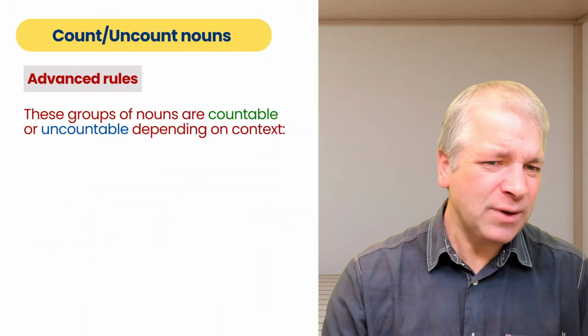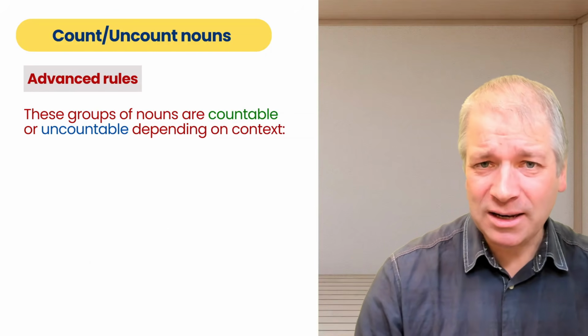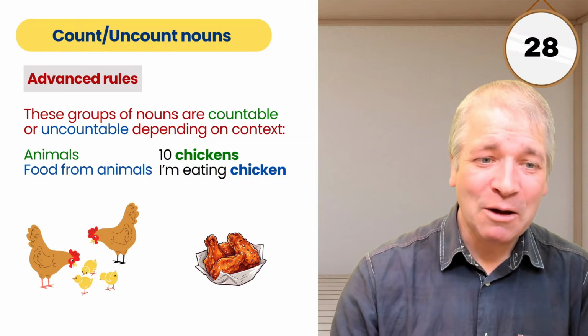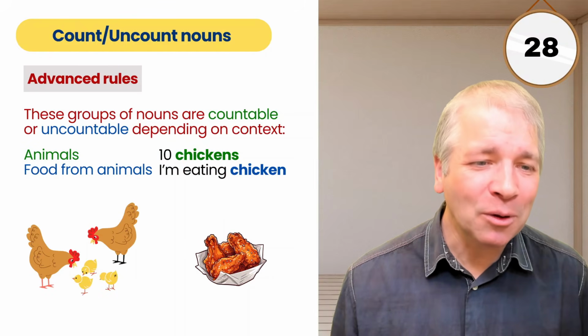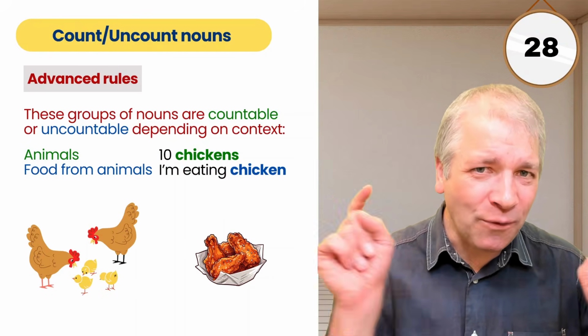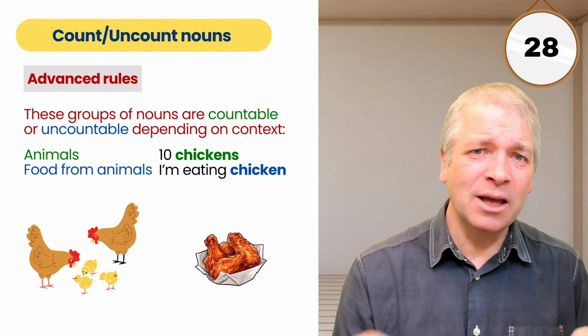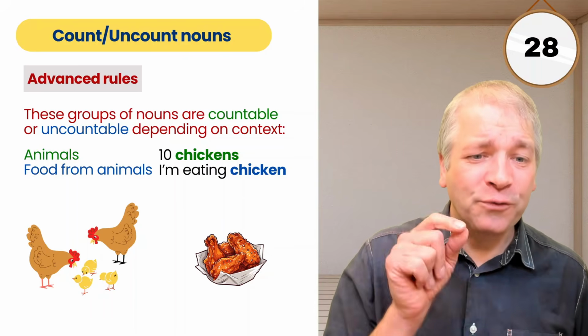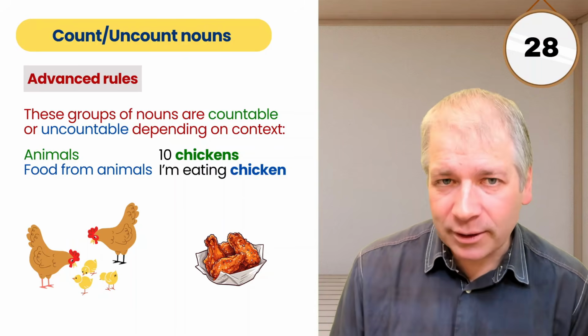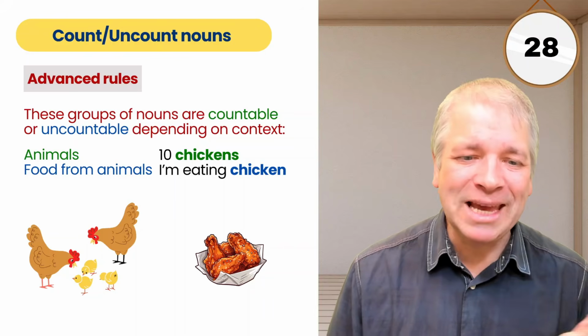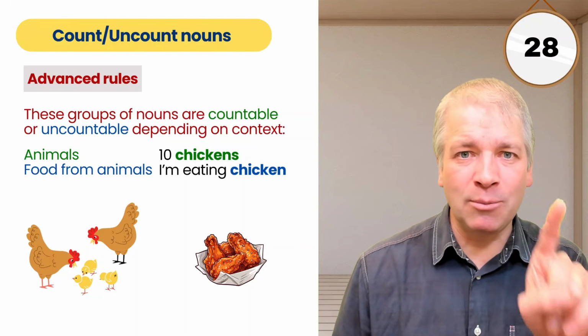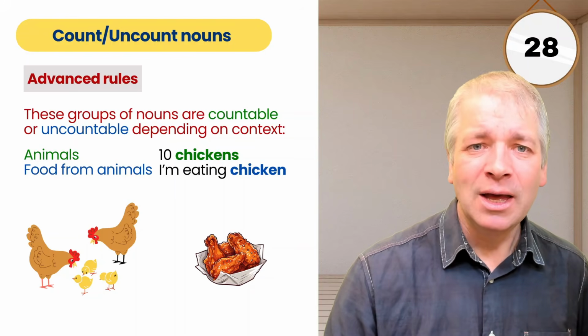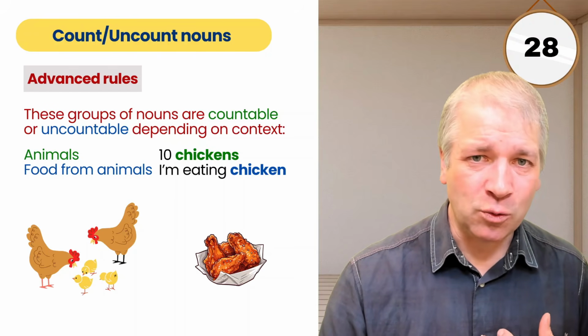And here are some groups of nouns that are countable or uncountable depending upon context. For example, with animals, if you are referring to the animal specifically, make it countable, for example, 10 chickens. Or food from animals is uncountable, usually. I'm eating chicken. Even though you can see more than one piece of chicken in the picture, it's all chicken because it's the food we eat.